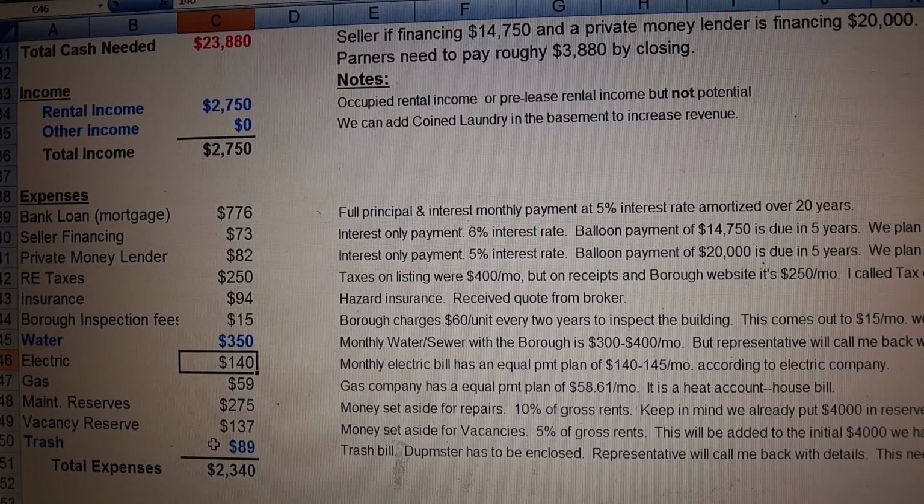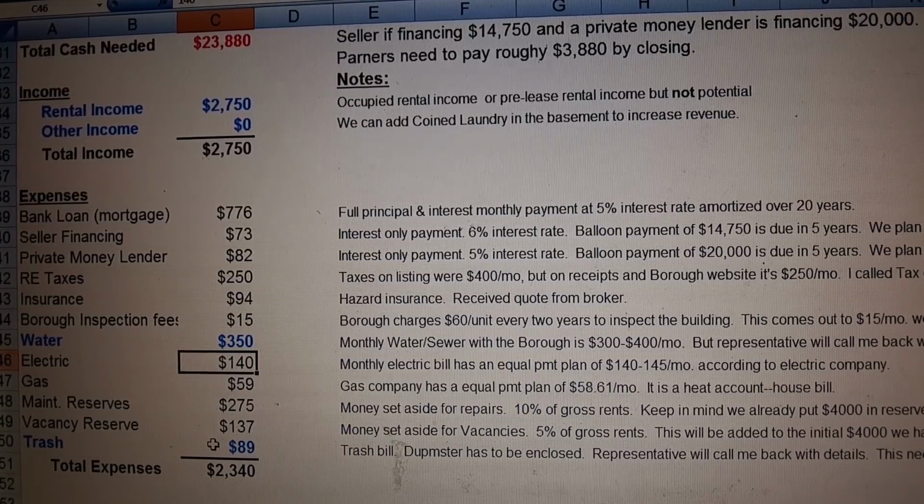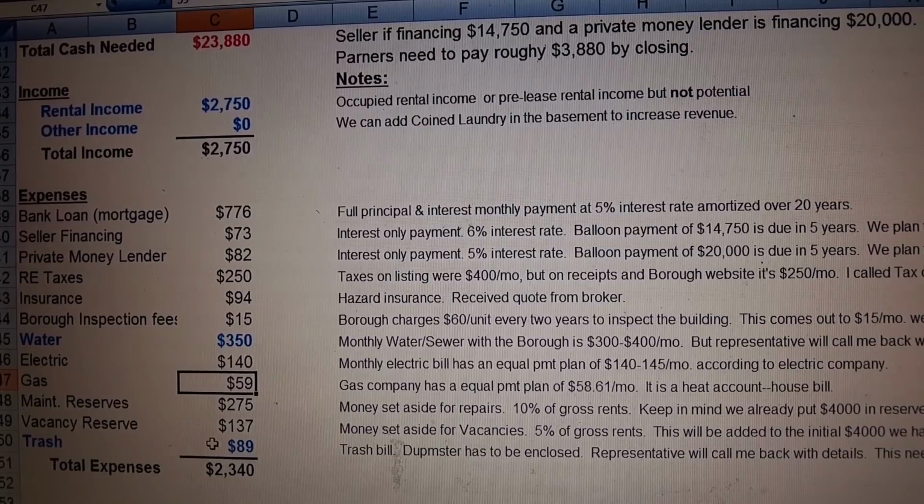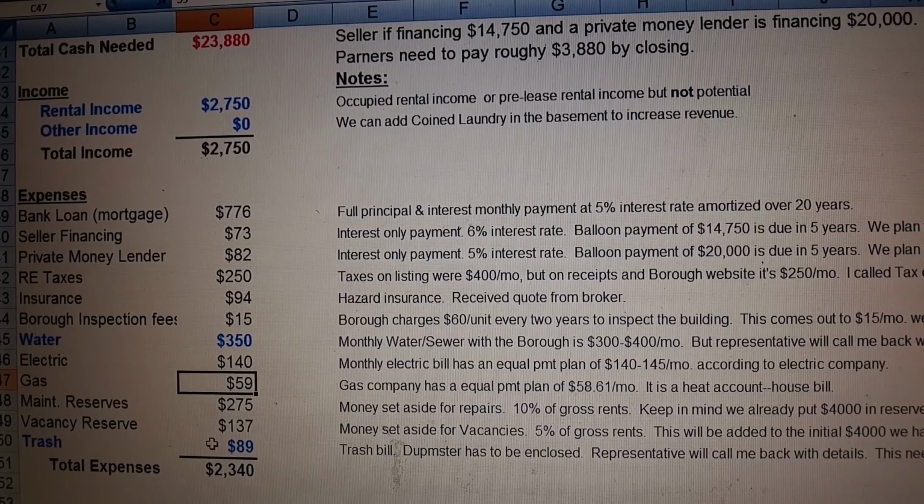Okay. Electric is about $140 a month, and this is just general electric stuff. It's water for the whole building. Electric, I think it's just general. It's a little high. Gas is $59, almost $60 a month, which is just general house bill stuff.